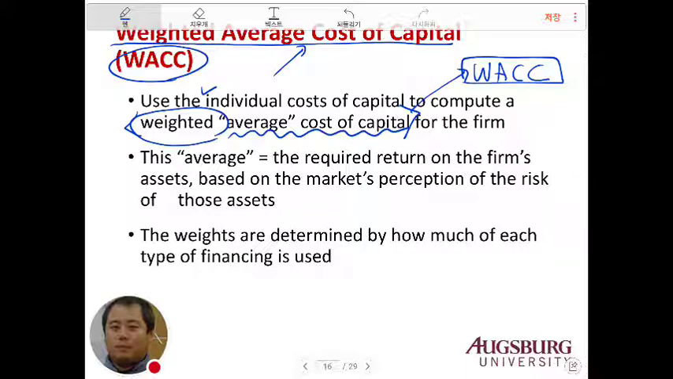And this WACC is the overall average firm's cost of capital. So this average equals the required return on the firm's assets, basically based on the market perception of the risk of this company. And the weights can be calculated by how much of each type of financing, debt, equity, and preferred stock is used.